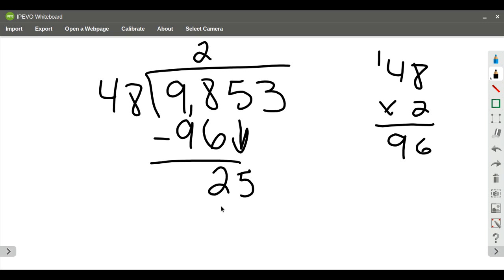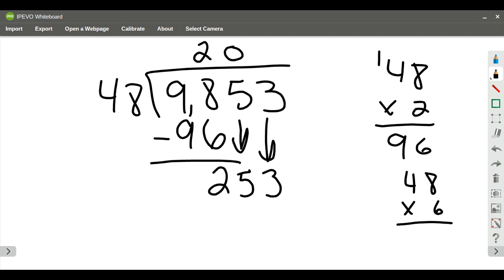It doesn't. So I need to put a placeholder above the 5 to recognize that 48 was not able to go into 25. Then I go ahead and I bring down my 3 and I look at how many times 48 is going to go into 253. So to figure this out, so I'm not just guessing in the dark, I look at my first digit. Here I have a 4. Look at my first 2 digits is 25. 4 is going to go into 25 about 6 times. So I'm going to try 48 times 6 off to the side and see what I get.